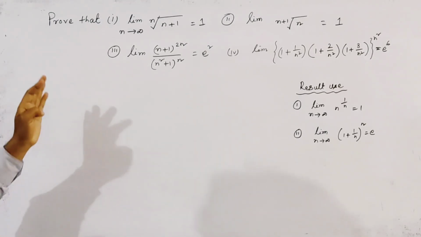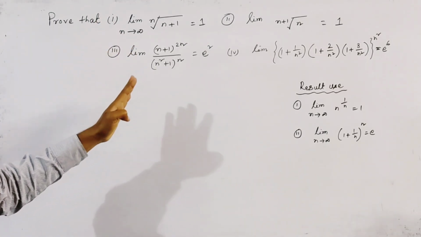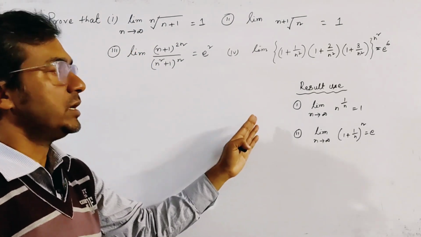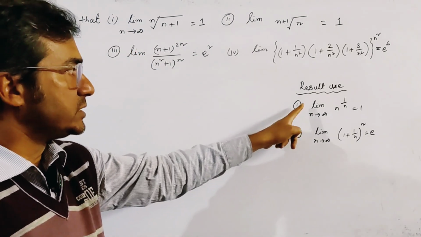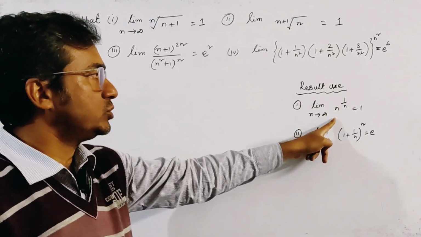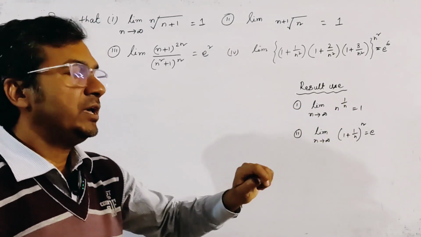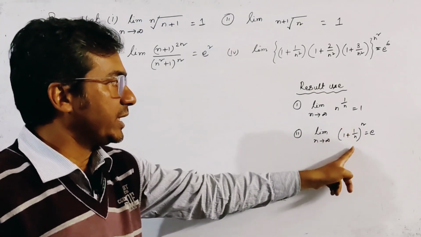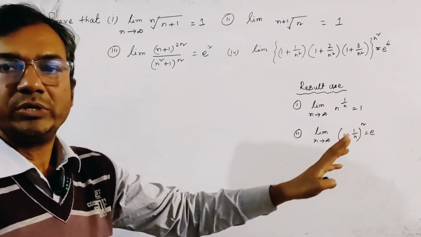To solve these 4 problems, we use two very important and easy results of limits. The first one is limit n tends to infinity, n to the power 1 by n, this is equal to 1. And the second one is limit n tends to infinity, 1 plus 1 by n whole to the power n, this is equal to e.